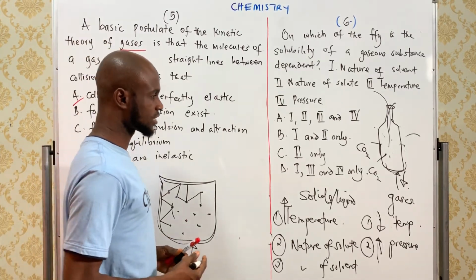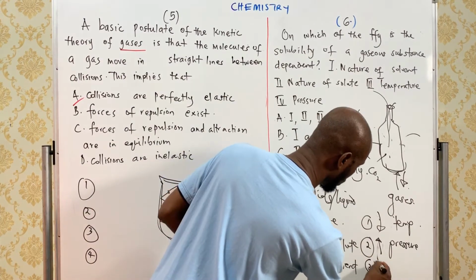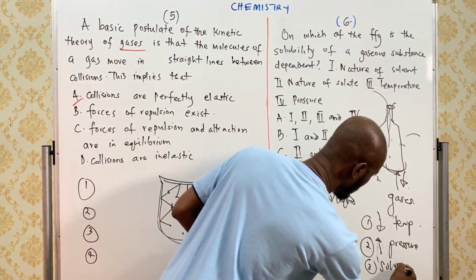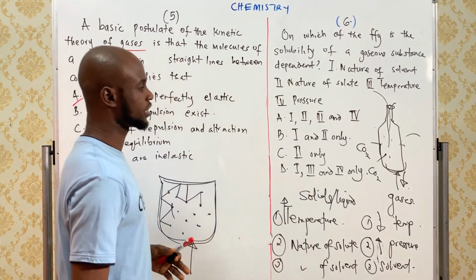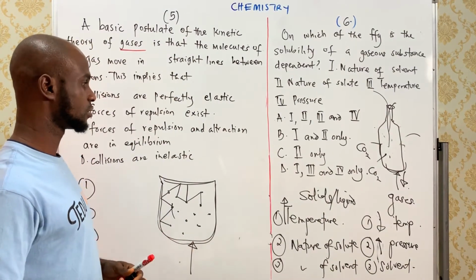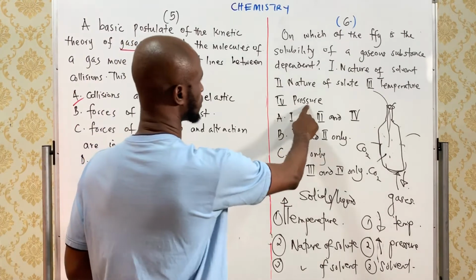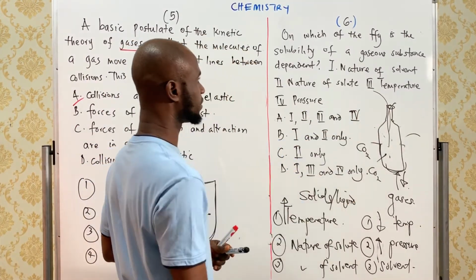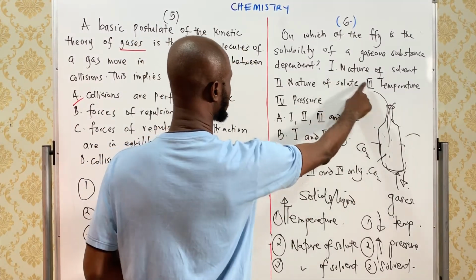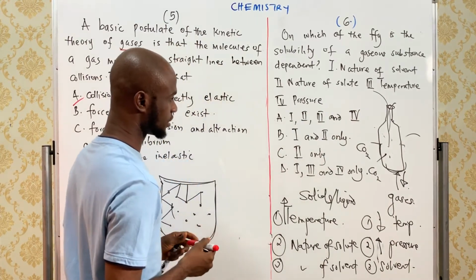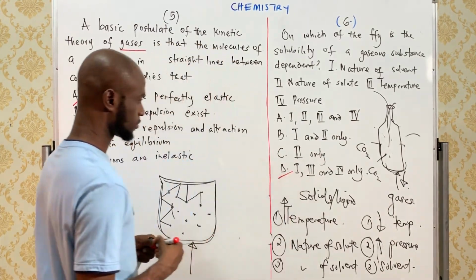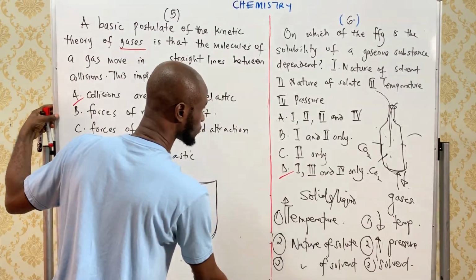So another factor that determines the solubility of gases is the nature of solvents. Organic solvents generally dissolve gases. So if I want to pick my answer here for solubility of gases, we have pressure, nature of solvent, and temperature. That's 1, 3, and 4. So the answer here is 1, 3, and 4. The answer is D.